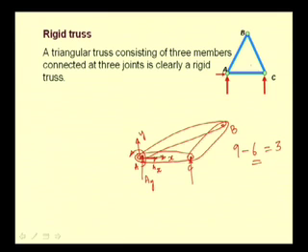So, we see that this combination, that is 3 elements AB, BC and AC connected at 3 joints, is clearly a rigid element which does not undergo any deformation when some external forces are applied.